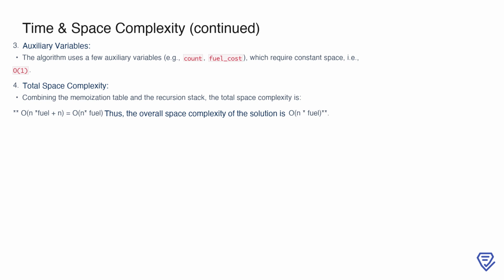This adds O(1) to the space complexity. Combining all these factors, the total space complexity is the sum of the memoization table and the recursion stack, which simplifies to O(n * fuel + n). Since the first term dominates, the overall space complexity is O(n * fuel).